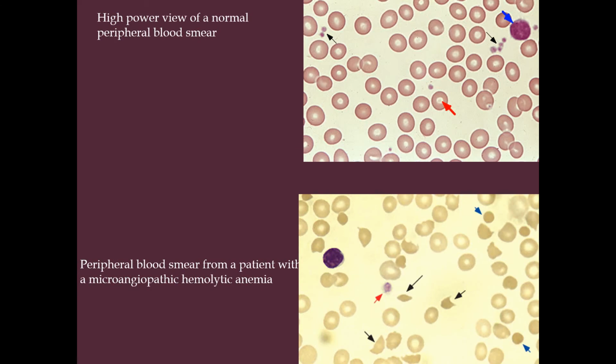Here we could demonstrate that the first one on the right, you can see the high power view of the normal peripheral blood smear, and the one below is the peripheral smear for a patient with microangiopathic hemolytic anemia. You can see the smear showing multiple helmet cells, which is the small black arrow. The other fragments of red cells are the large black arrow. Microspherocytosis is also seen, the small blue arrow. The platelet number is reduced, and the large platelets in the center, the red arrow, suggest that the thrombocytopenia is due to enhanced destruction.